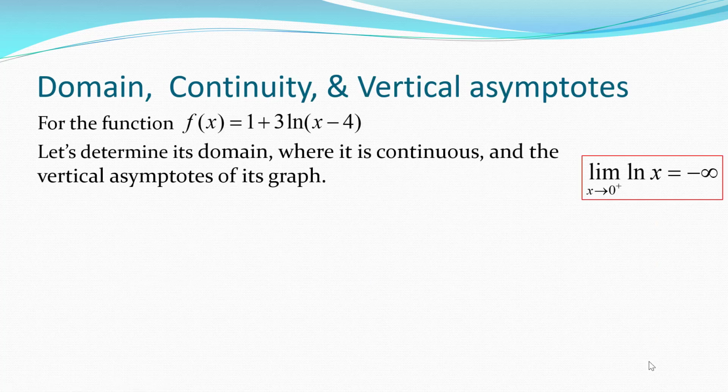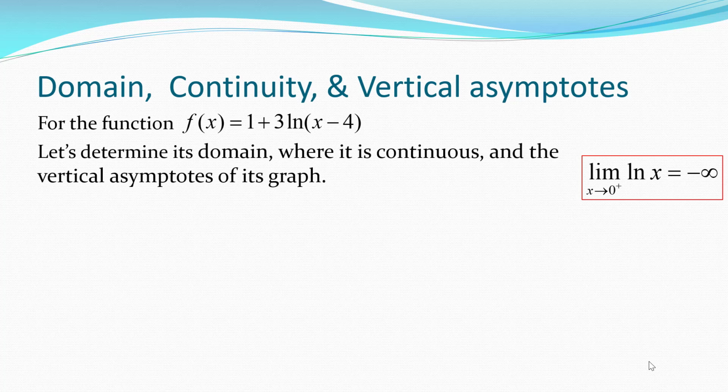Okay, so let's use what you just learned. Let's look at the function f of x equals 1 plus 3 times the natural log of x minus 4. Let's find its domain, let's find out where it's continuous, and let's find the vertical asymptotes of its graph. All this is very easy. It's exactly what you learned before. The only difference now is that you have reasons for why you do what you do. So the domain of the natural log is only positive numbers, so you can only let the input for a natural logarithm be positive.